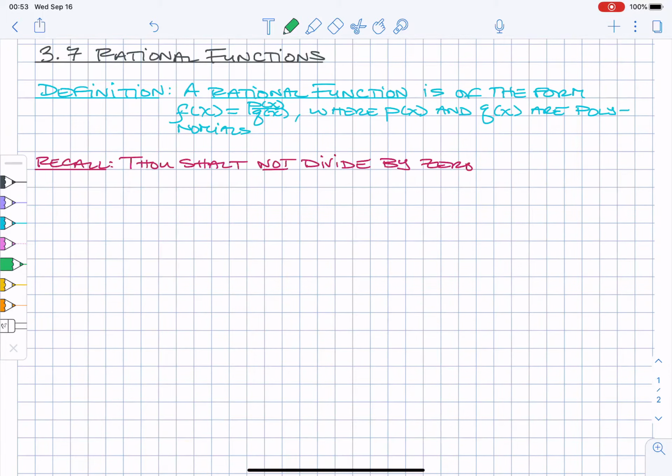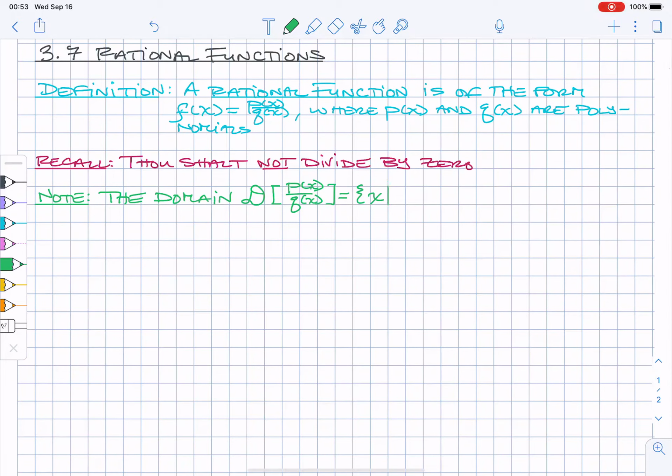Okay, so let's note that the domain of a rational function, p of x over q of x, I have to exclude all values for which the denominator is 0. So it's all values of x, provided that q of x is not equal to 0. So everything except those values of x which make the denominator 0.